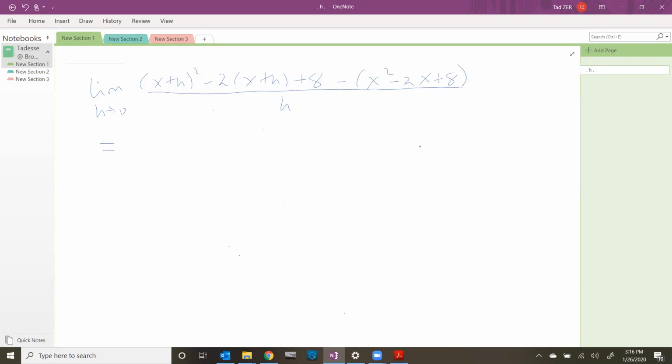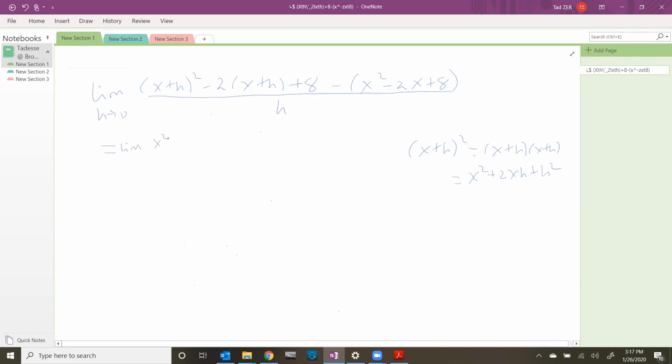So let me start with the (x plus h) squared. This is nothing but (x plus h) times (x plus h). If you FOIL this, it will give you x squared plus 2xh plus h squared. So let me copy that here. That will give me the limit of x squared plus 2xh plus h squared. Now, if I distribute the negative 2, that will give me minus 2x minus 2h plus 8.